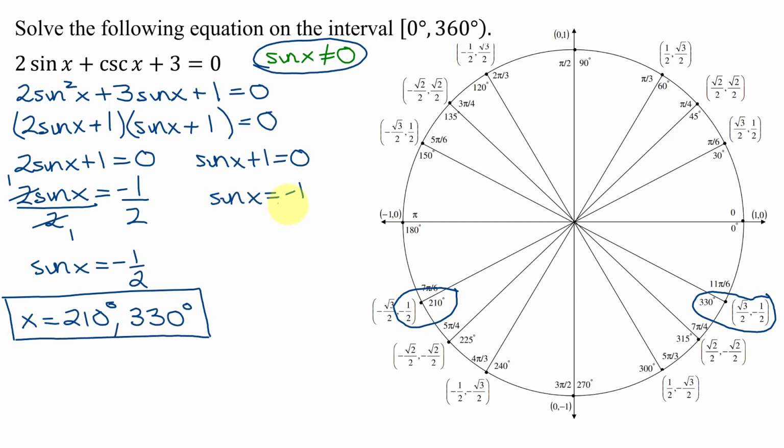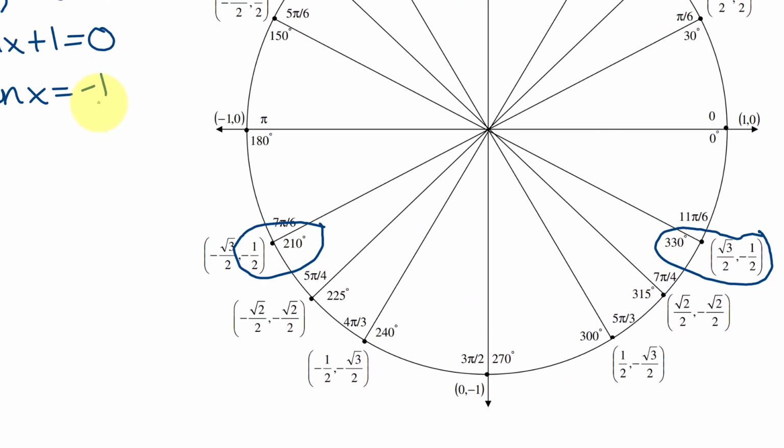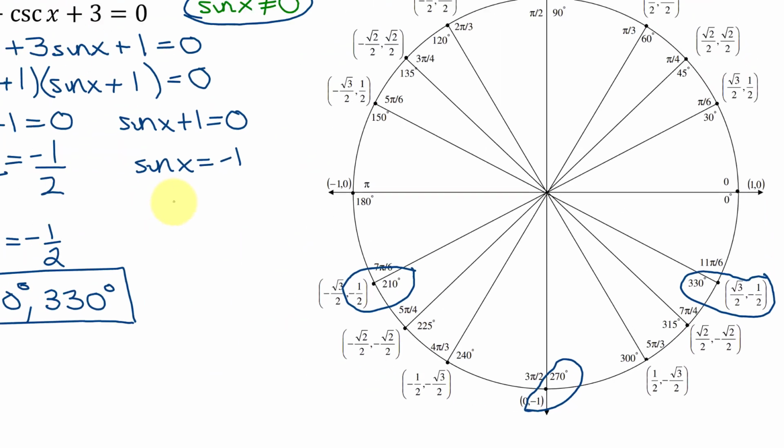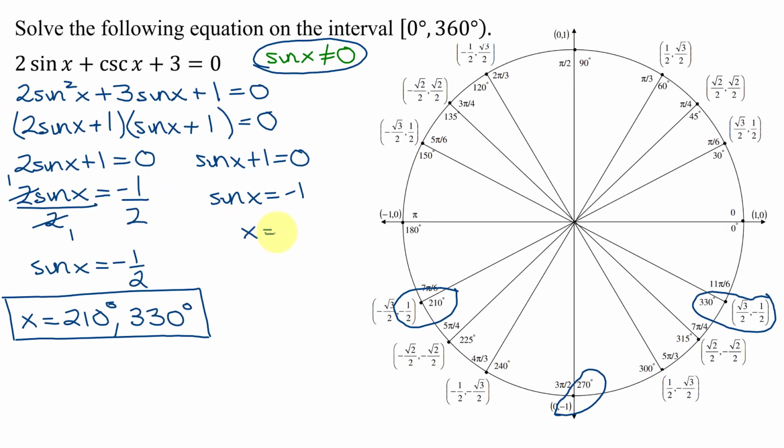And now when is the sine of x equal to negative 1? That only occurs in one point on the unit circle. This is when the y-coordinate here is equal to negative 1. That is when x is 270 degrees. So there are three solutions to this trigonometric equation.